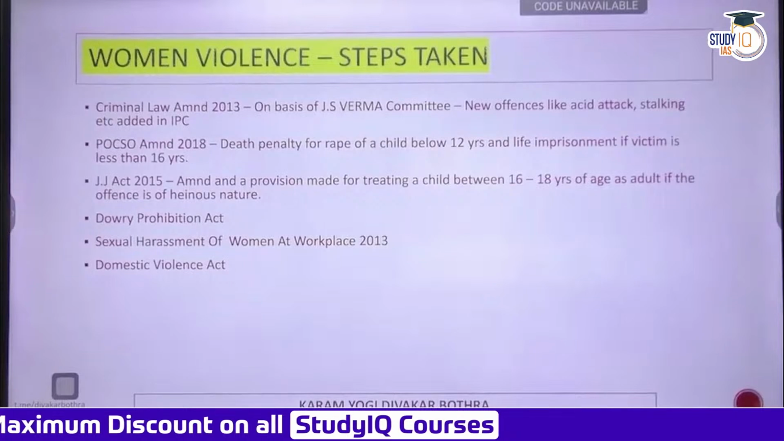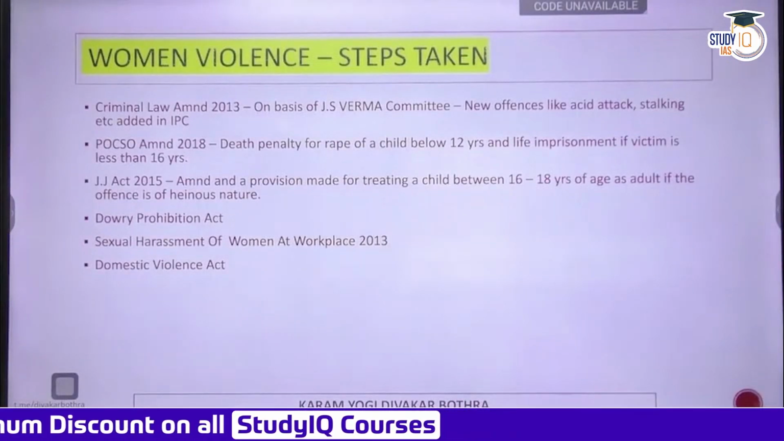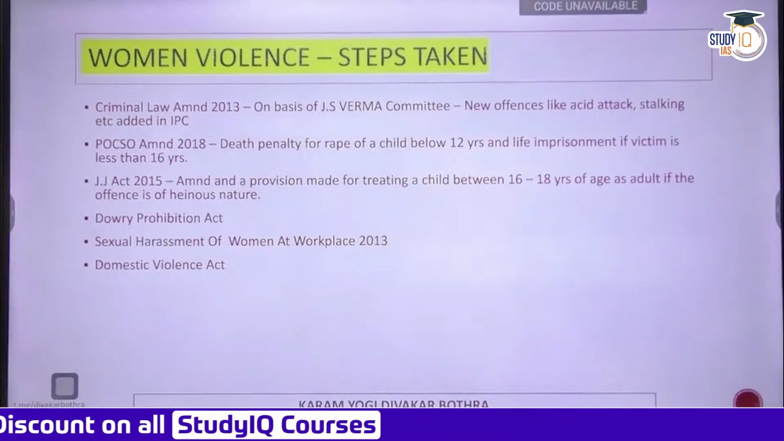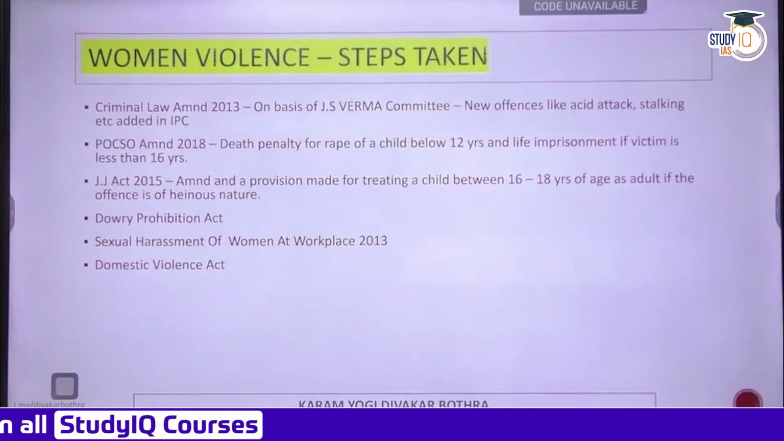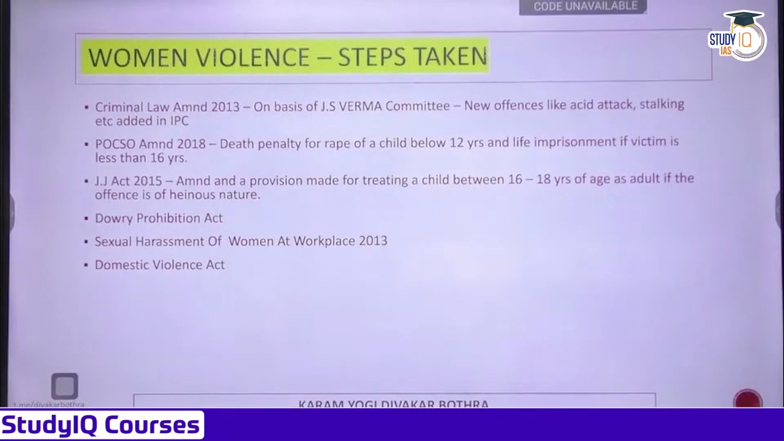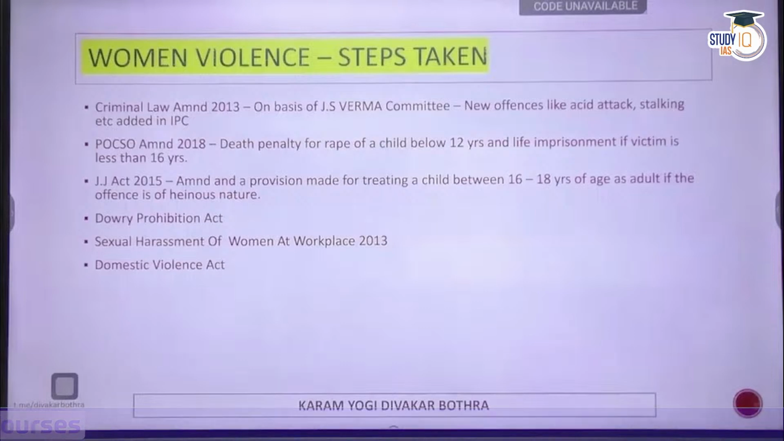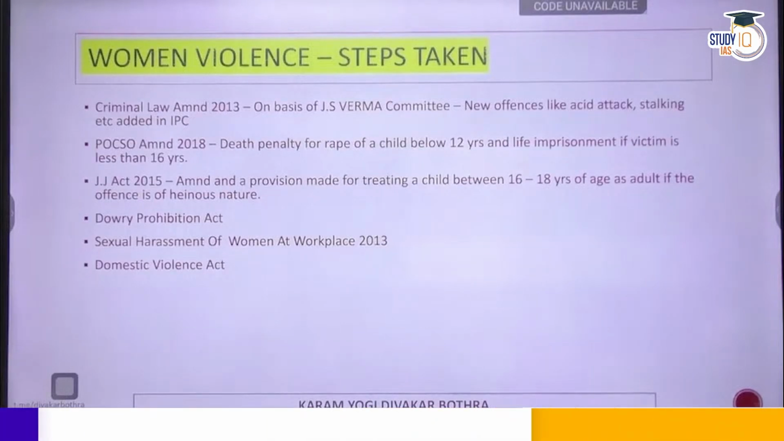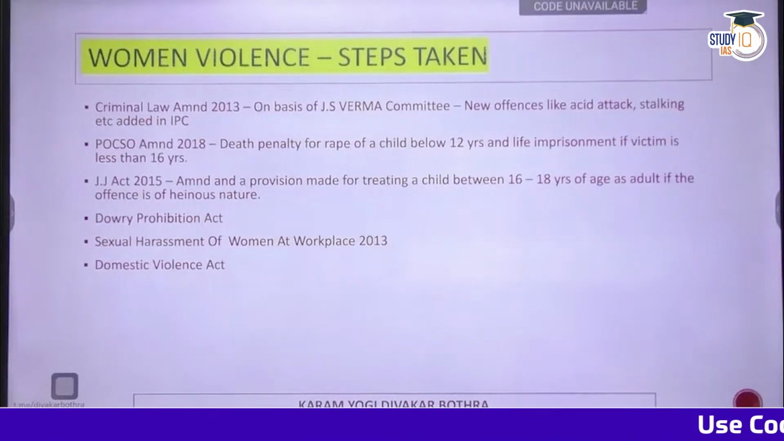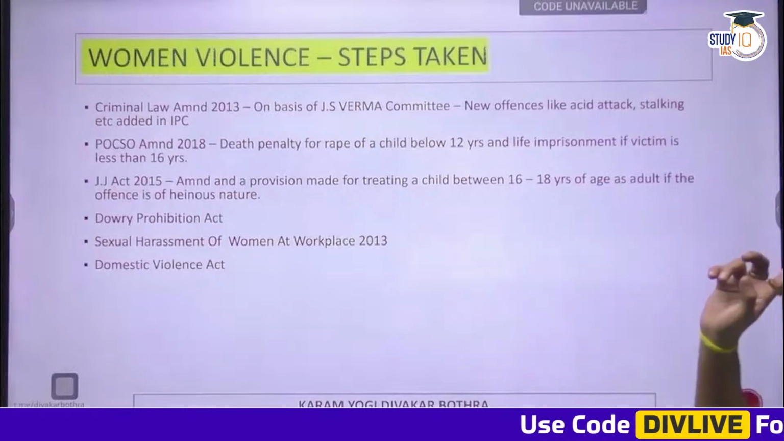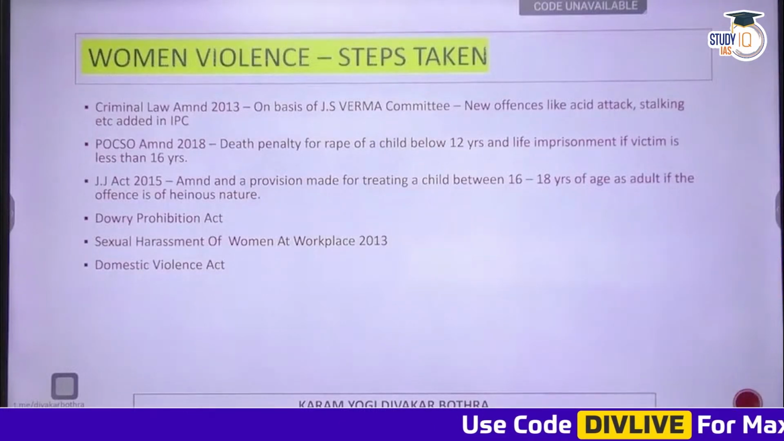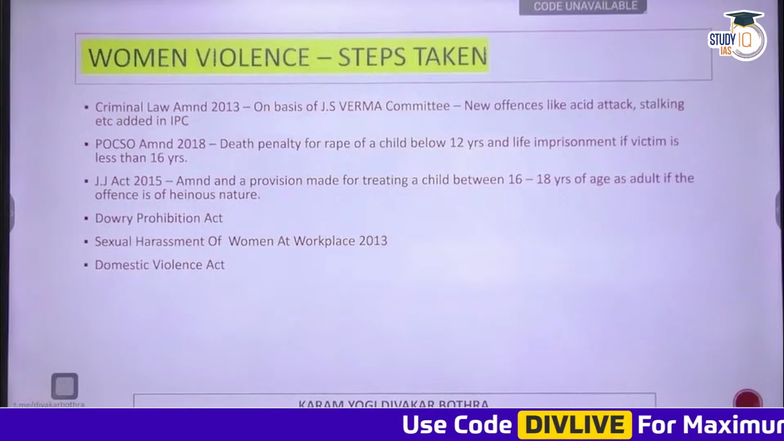Juvenile Justice Act 2015 was amended, and a provision was made for treating a child between 16 and 18 years of age as an adult if the offence is heinous. In the Delhi rape case, the Nirbhaya case, we saw that one was a juvenile, but now this amendment shows that if any juvenile commits a heinous crime like raping a woman, that person would not be tried under the JJ Act, the Juvenile Justice Act. He would be tried under CrPC and IPC as an adult.